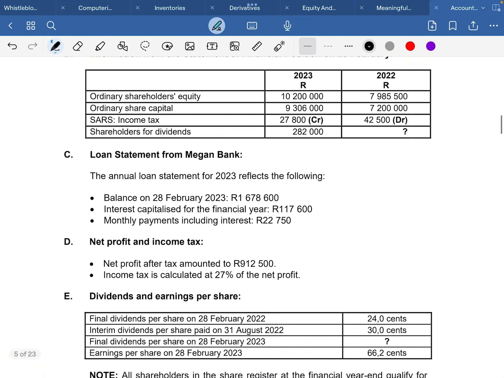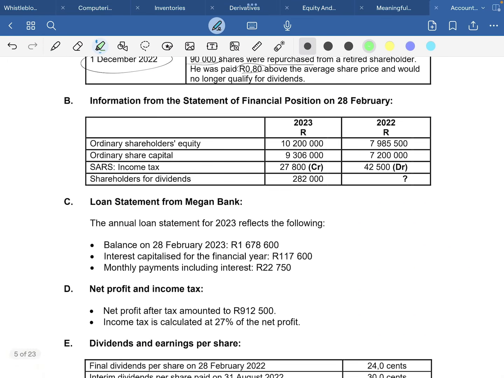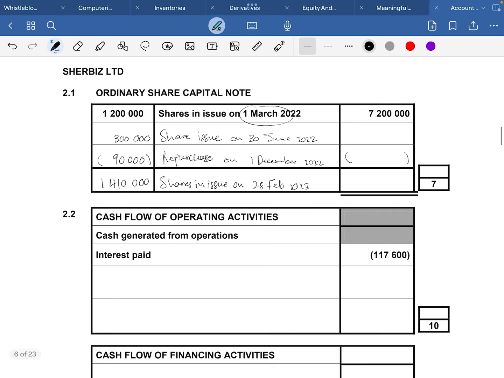Okay, then now we have ordinary share capital here, right? So ordinary share capital, we had an opening balance of 7,200,000, and then we had a closing balance of 9,306,000. So we can take this closing balance and immediately fill it in here. It's 9,306,000, right? And then we can use that balance to work our way upwards and also find one of these figures. Maybe one of these two figures could be a balancing figure.